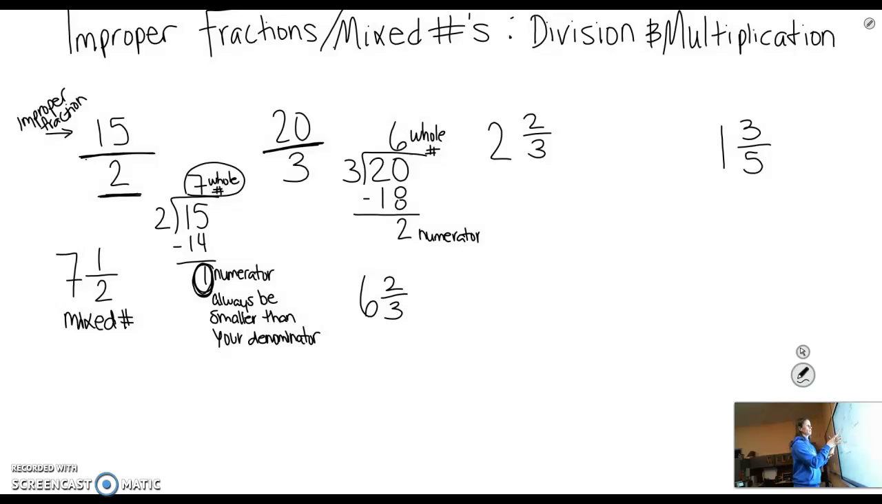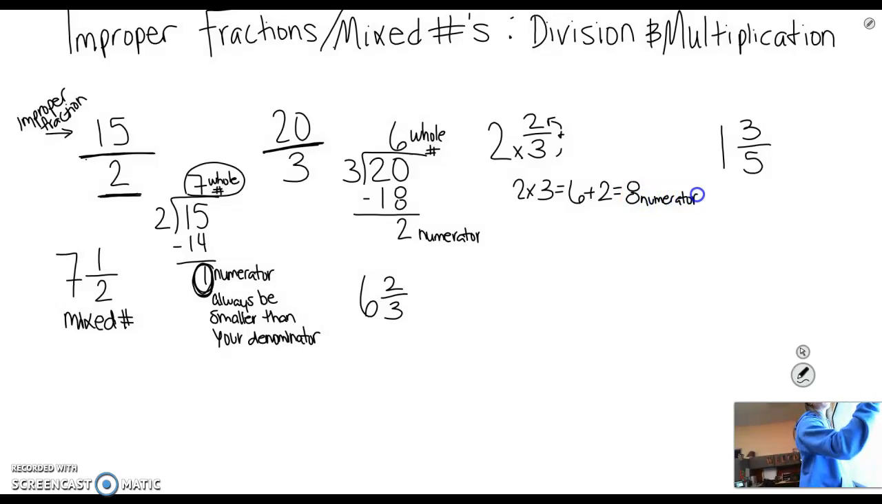Alright, so let's look at changing a mixed number to an improper fraction. If we did division to get our whole numbers, we're going to use multiplication and addition to get our improper fractions. The way we do this is you take your whole number times your denominator plus your numerator. So we're going to have 2 times 3 is 6 plus my numerator of 2. 6 plus 2 is 8. So this is my new numerator. And I keep the same denominator, so it'll be 8 thirds.